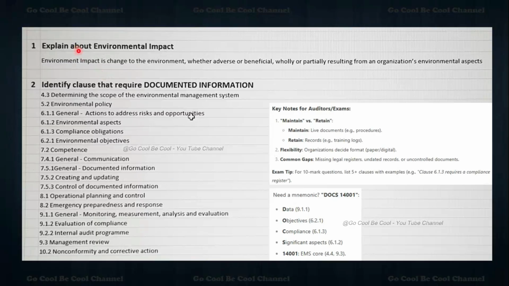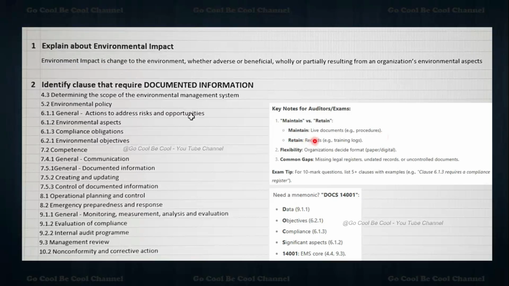Point number 2: identify clauses that require documented information. How will things be handled for documented information? Clauses 4.3, 5.2, 6.1.1, 6.1.2, a lot of things we can write here. Also, we can write key notes for the auditor examination: maintain versus retain. These are the tricky words we can write. What is maintain? Live documents, for example procedures and manuals. To retain means records.